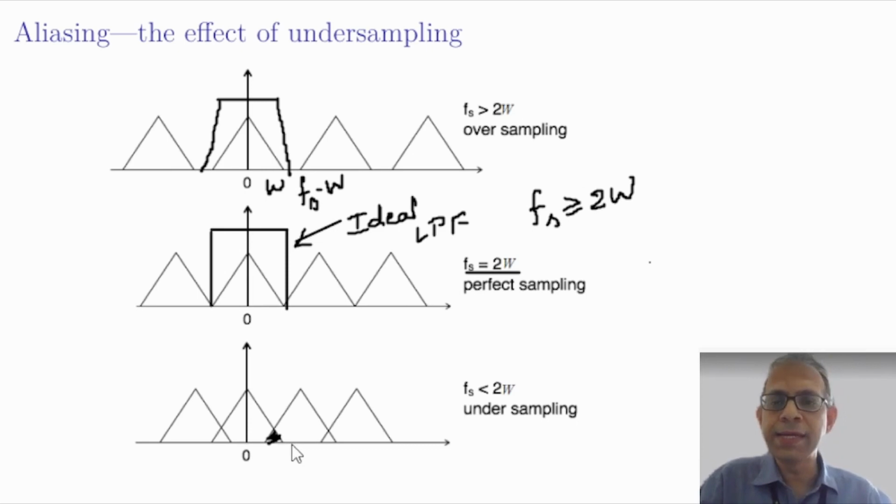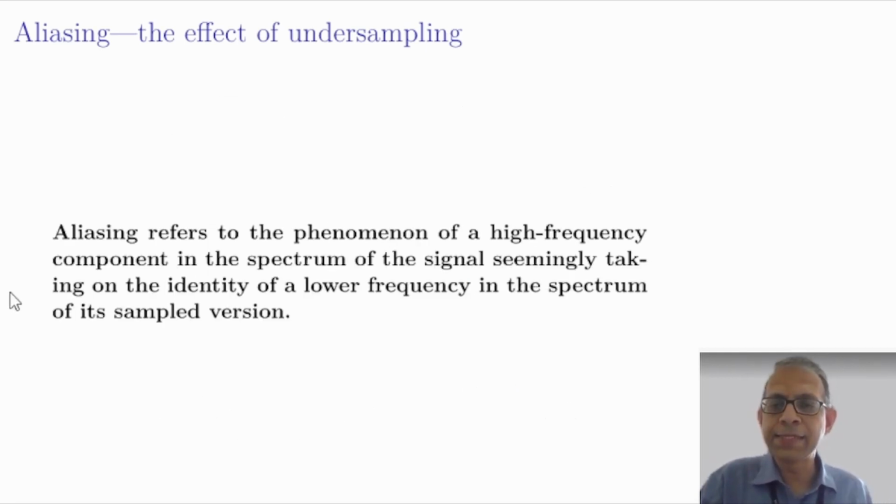What exactly do we mean by aliasing? The term alias means an assumed name. It is a false identity, and aliasing is the phenomenon of a high frequency component in the spectrum seemingly taking on the identity of a lower frequency. Let us understand it through an example.